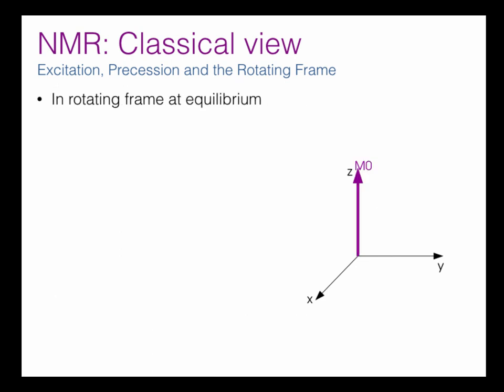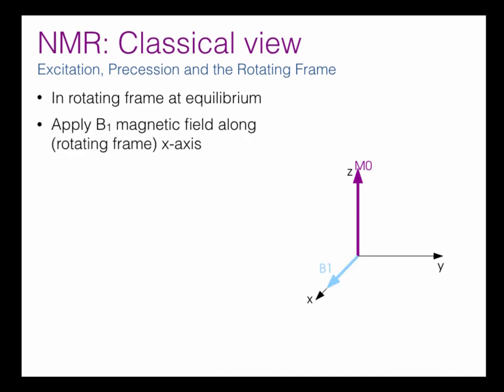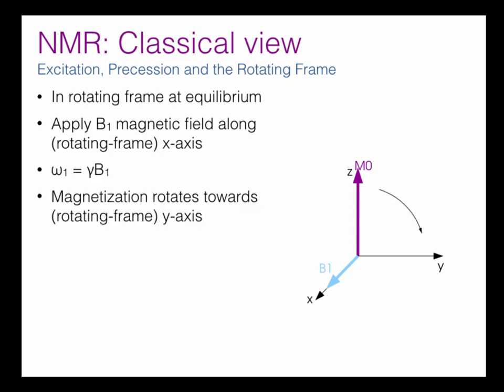So in the rotating frame, if we somehow can apply an additional magnetic field, B1, that's perpendicular to the original B0 field, and bear in mind this looks like it's still, but it's in a rotating frame, so this B1 is itself rotating in our magnet. So then we have a new magnetic field present. And what will happen is, because omega equals gamma B again, the magnetization rotates in towards what we call the transverse plane, which is the xy plane.